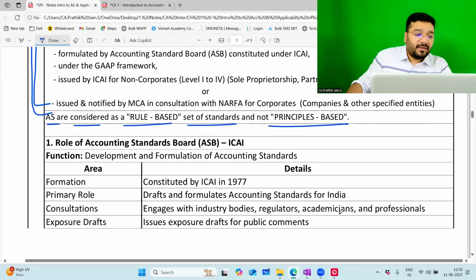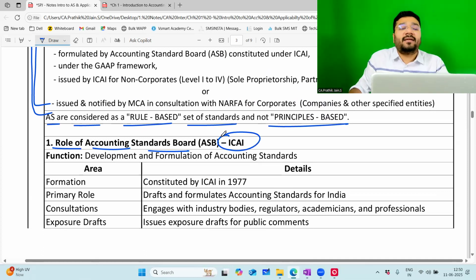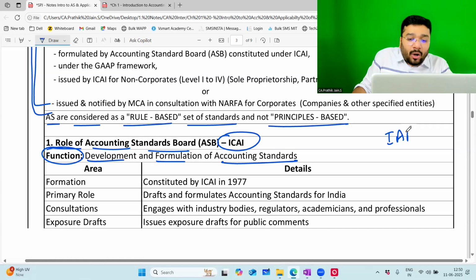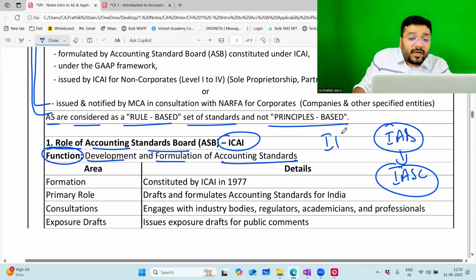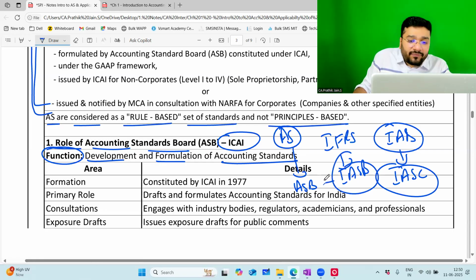Okay. Now, let's talk about the role of the Accounting Standards Board, ASB, of ICAI. What is ASB? A part of ICAI. What does it mean? The function of ASB is to develop and formulate accounting standards, like how the international accounting standards were developed by IASC. The responsibility of developing IAS was with IASC. The responsibility of developing IFRS was with IASB. Now the responsibility of developing AS and Ind AS is both with ASB, which is the son of IASB.